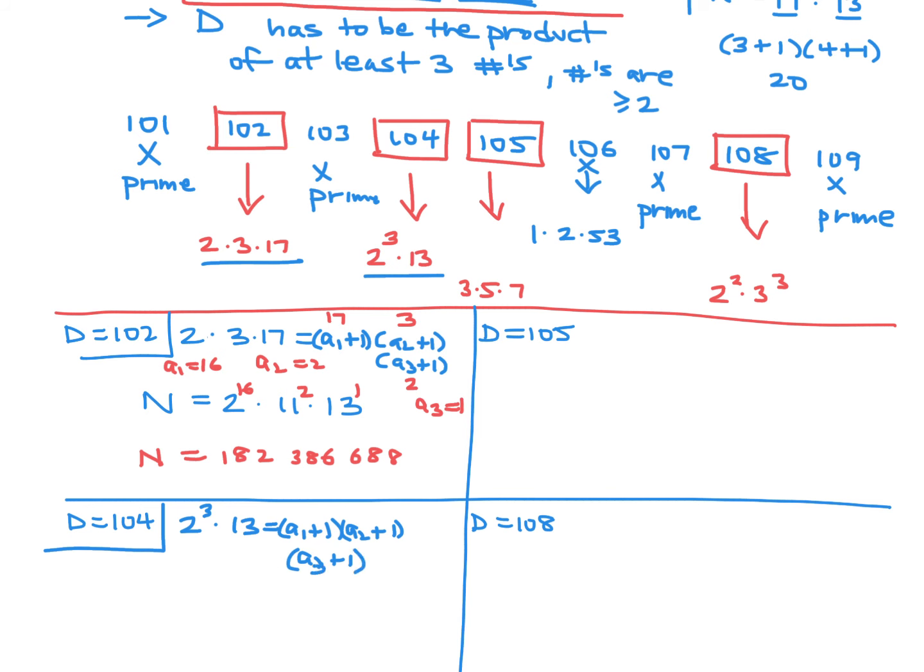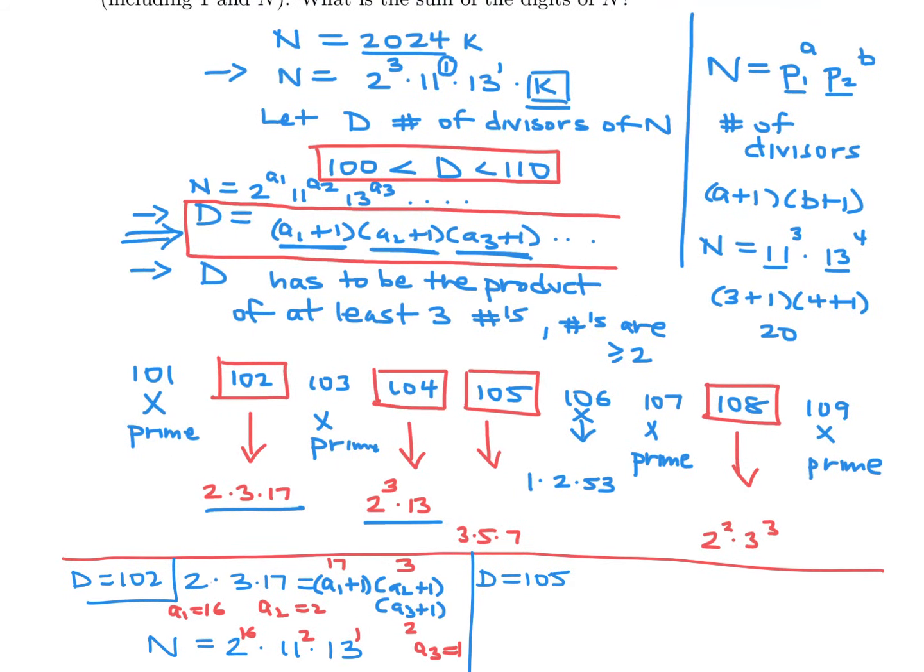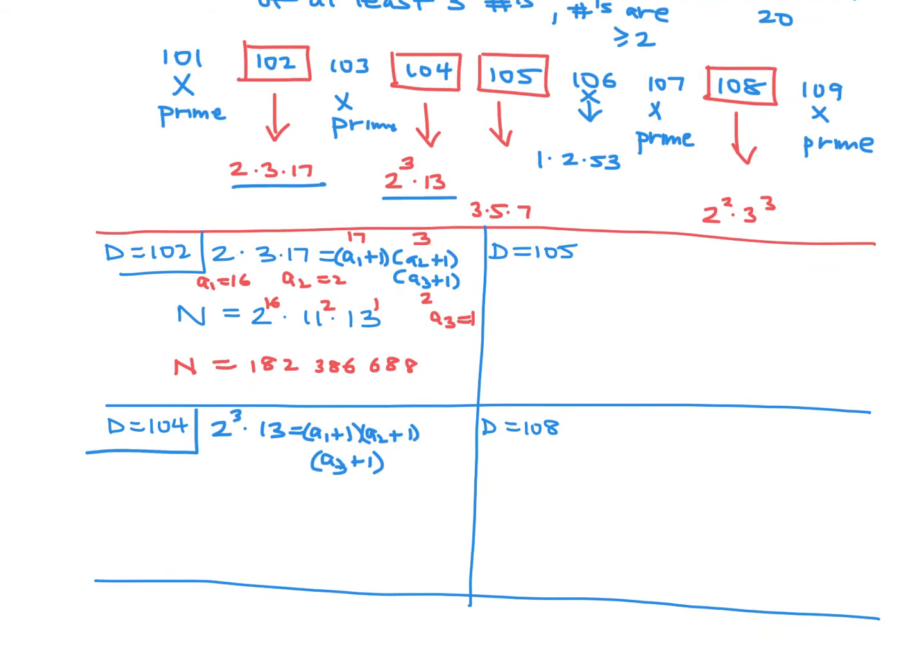Yeah. And remember we had a K there. Yeah, so it could be another one. And the reason is because each of these D's is not going to give you only one N. Sometimes it can give you more than one N. Well, I think it can give numerous. And we're concentrating on getting the smallest one.